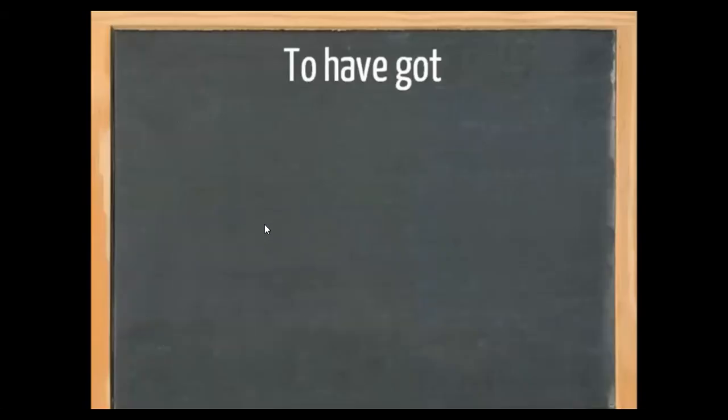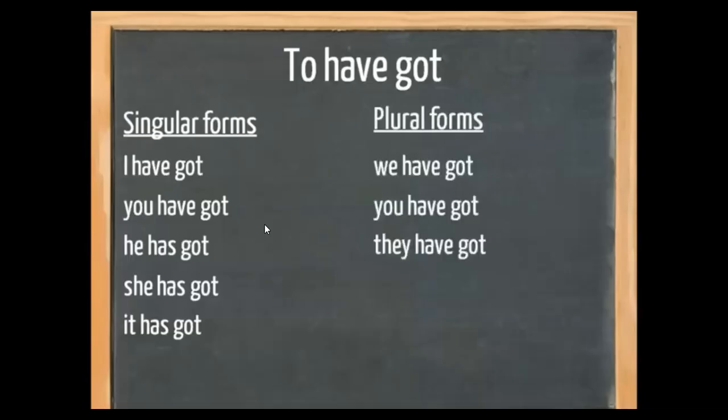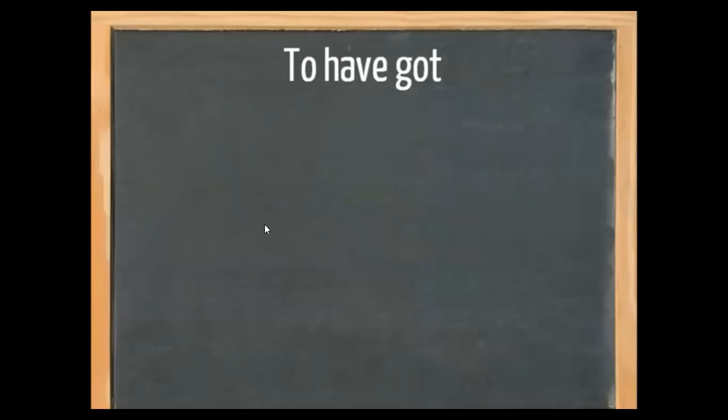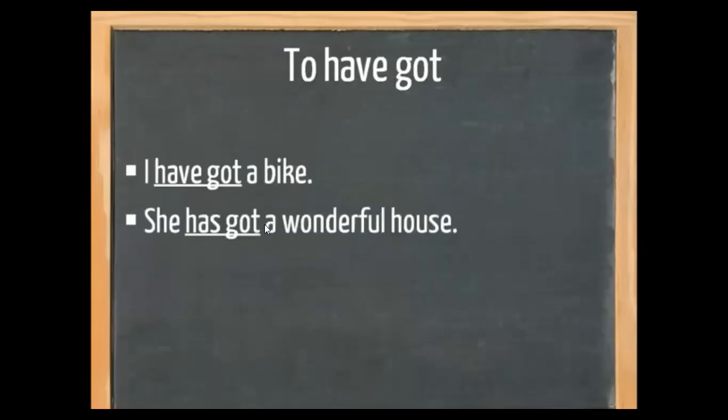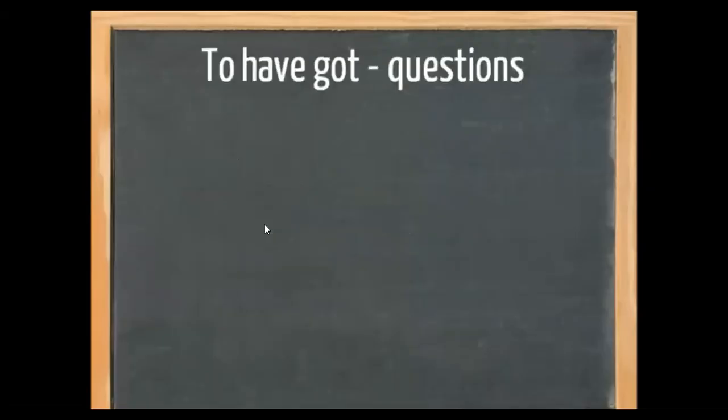Now let's have a look at to have got. For the singular forms, I have got, you have got, he has got, she has got, and it has got. And for the plural forms, we have got, you have got, and they have got. Now in affirmative sentences, we use to have got, just like this. I have got a bike. She has got a wonderful house. They have got a swimming pool in the garden.